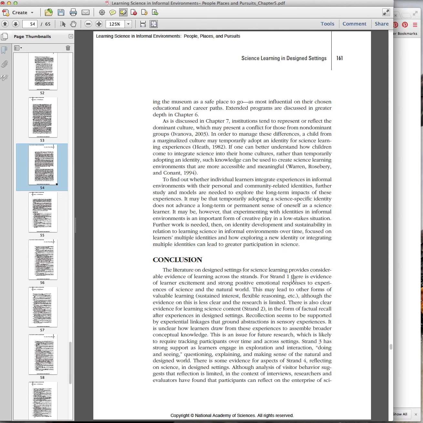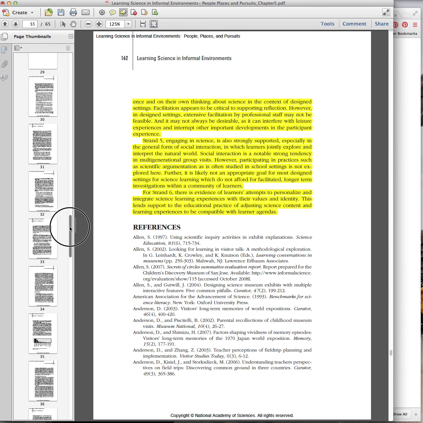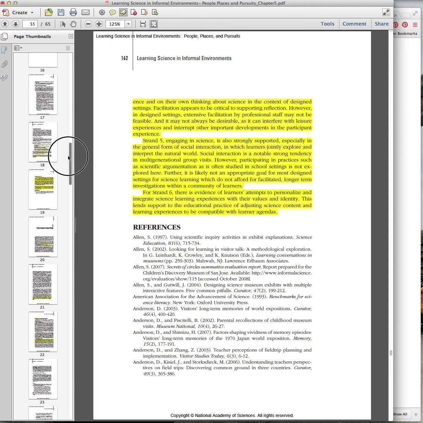Here it tells you, for strand 1, there's evidence of learner excitement and strong positive emotional response, and so on. Pay attention to strand number 4, where they say there's some evidence for aspects of strand 4, but it's limited, right? So that helps you when you get to strand 4 to know what you're looking at. So read this conclusion all the way through here, okay? This will set you up now to go back and read about each strand.